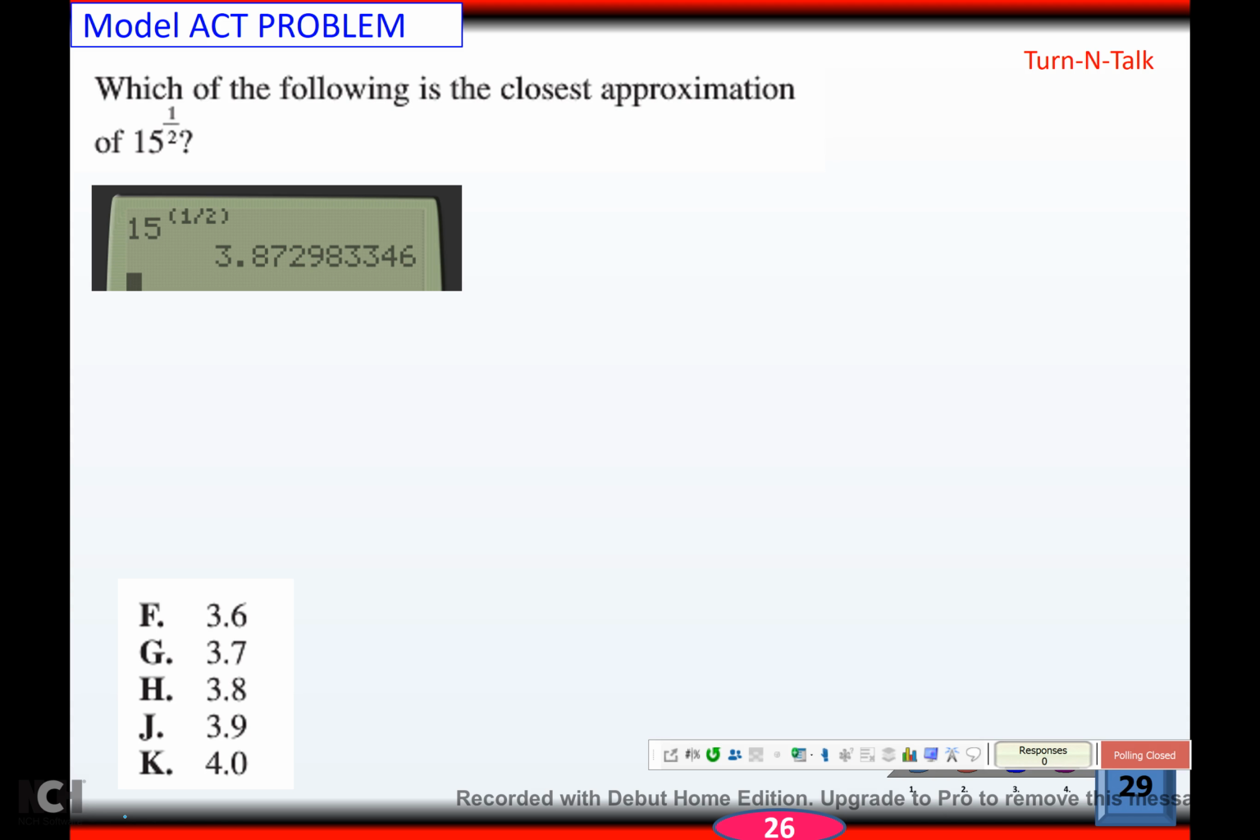When you type that in, okay, it didn't tell you how to round, but it says which is the closest approximation. Well, if they rounded to the 10th place, so if I rounded to the 10th, that 7 would bump it up to a 9. Okay, so that one's the closest.